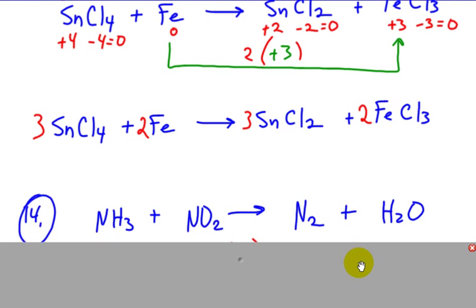Last one we'll look at, this one. So I'll pause the video and you write down the oxidation numbers on top, figure out what's oxidized, what's reduced, figure out the net change, and then try to balance it. So pause the video now.